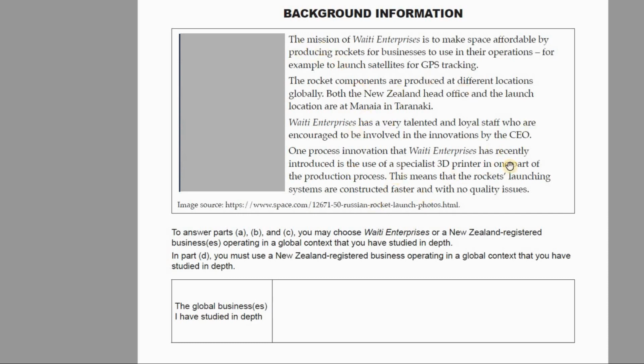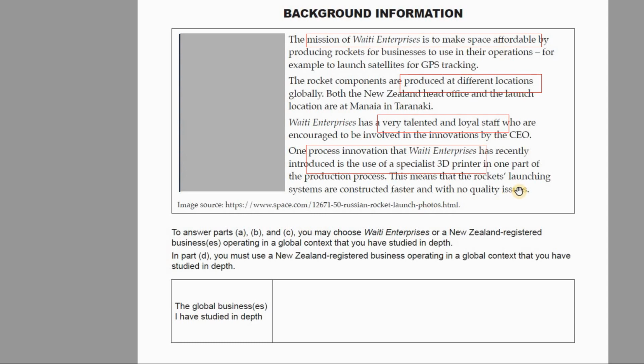So as I'm reading this, I might highlight things that I think might stand out as useful for me. It says, well, the mission of Waitani Enterprise we know is to make space affordable. Okay, great. They're selling and producing rockets. I know that they produce stuff at different locations. I also know they have talented and loyal staff who are encouraged to be involved in the innovations by the CEO. And I know that one process innovation that they have is a specialist 3D printer, which means they're faster and have less quality issues. Okay, so there's a bunch of important things in there that I might use in my answers.